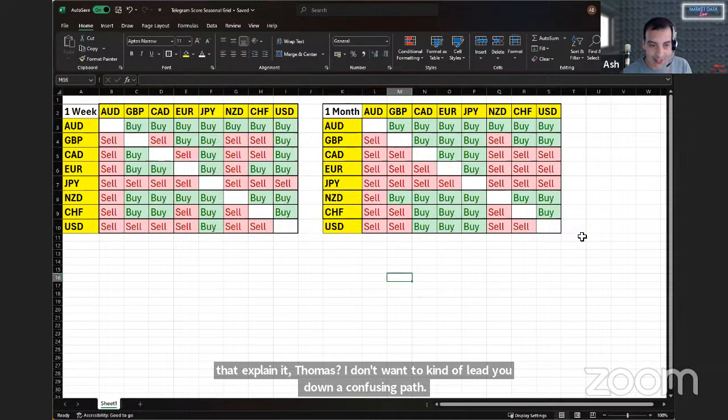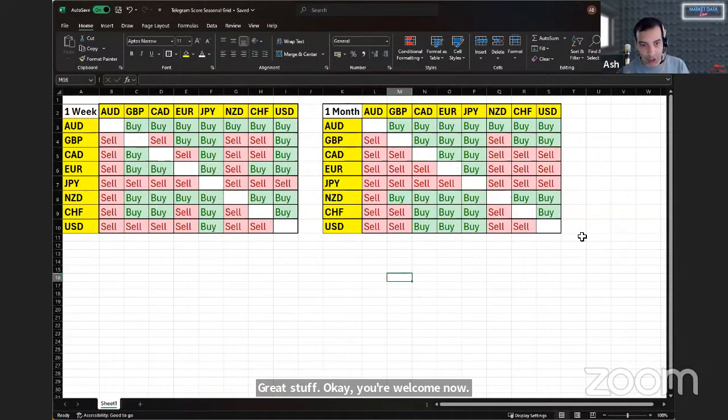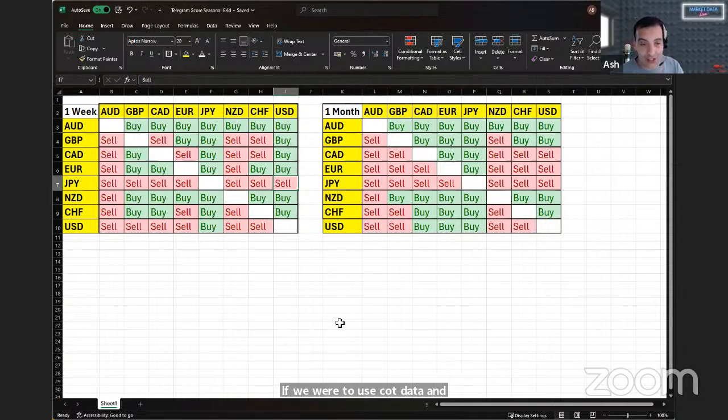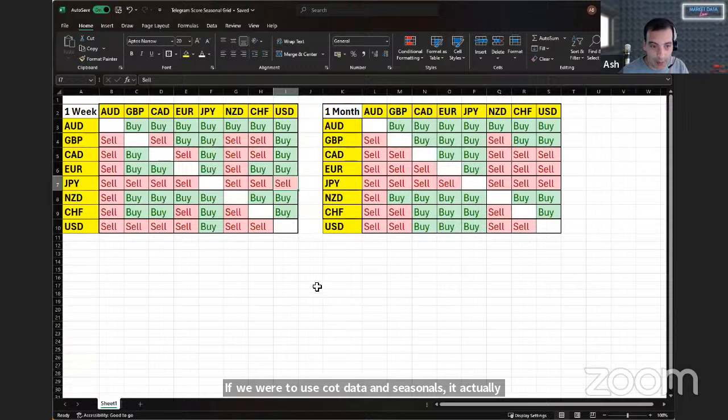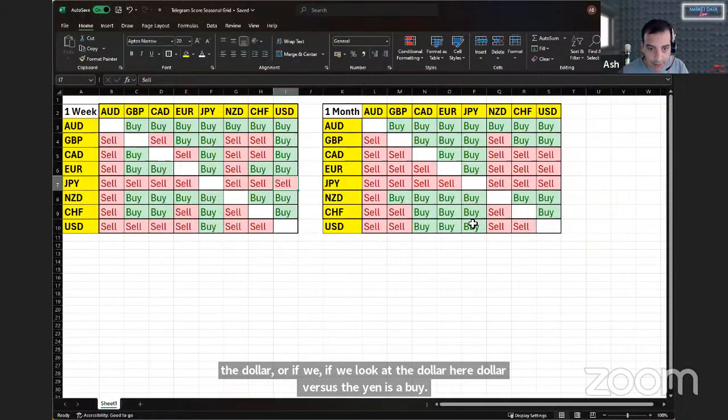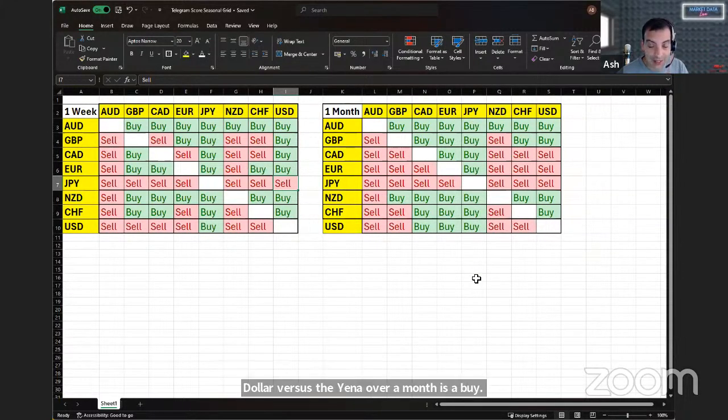Now, as I say, the COT data is different. The COT data is actually bullish on the dollar, which is slightly problematic, except if we look at the dollar yen. If we were to use COT data and seasonals, it suggests a dollar yen buy, because the seasonals on a short term are a buy. Dollar versus the yen is a buy. Dollar versus the yen over a month is a buy. Now COT data is a buy for the dollar. It's the strongest currency right now from the COT data.